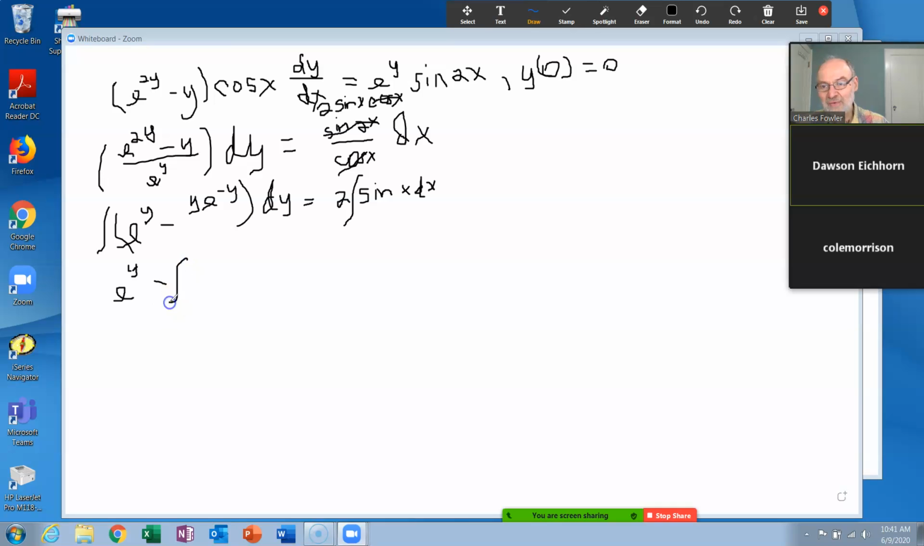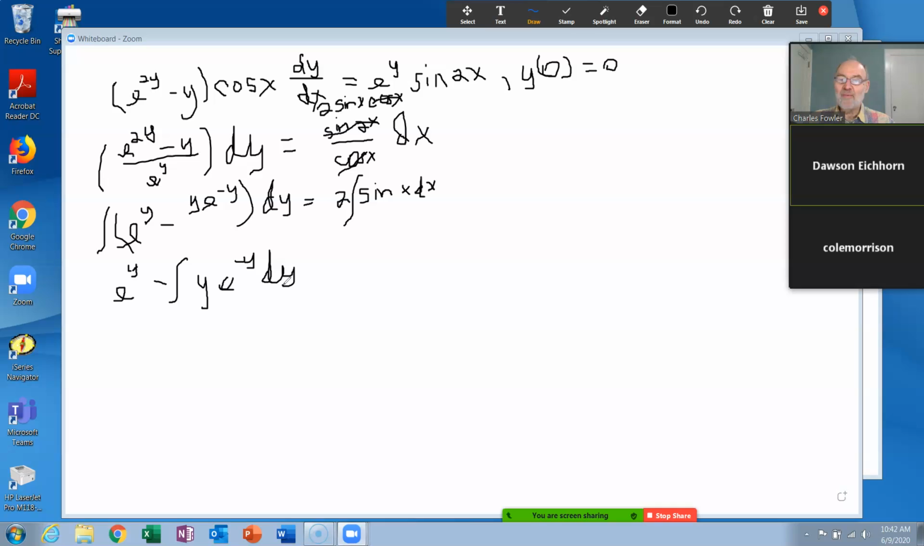Now we have the integral of y e to the minus y. Does anyone remember a technique that works on this one? Product rule. It's close to it. It's not partial fractions. It's integration by parts. It almost sounds the same, but it's different.